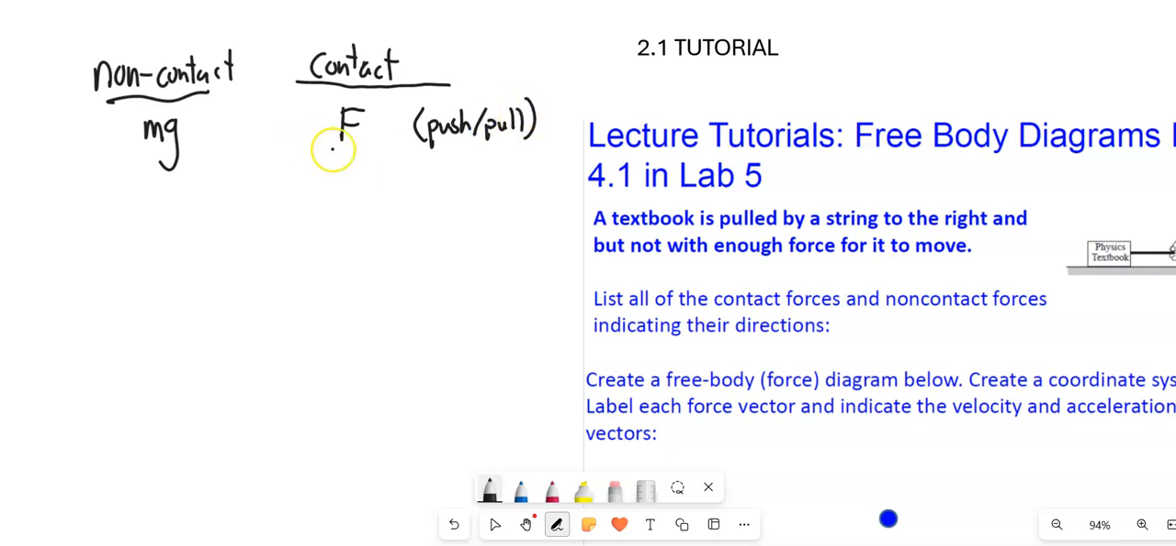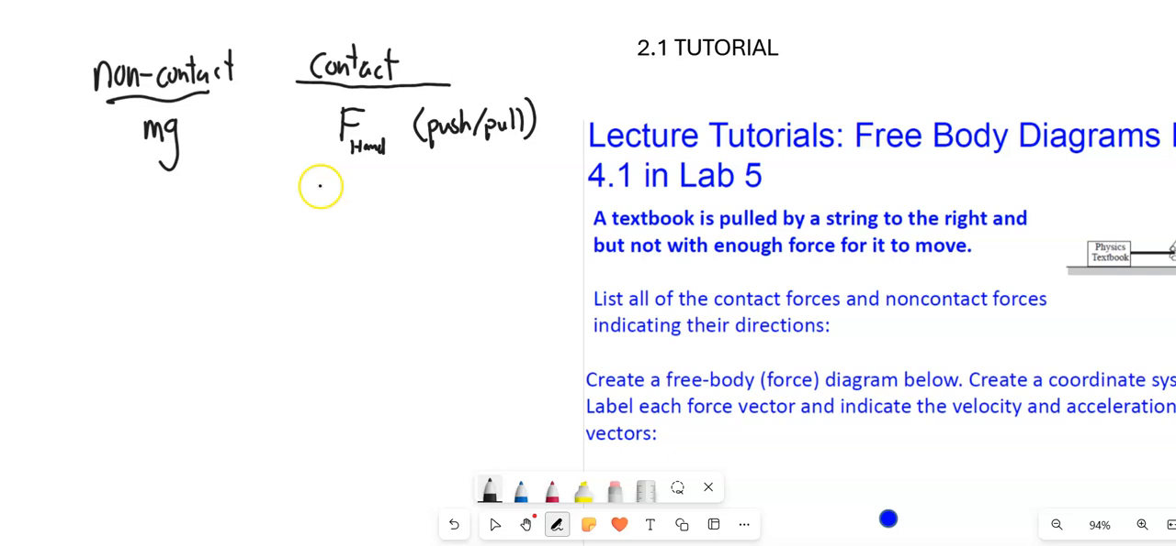So if there was a hand touching the object, I would subscript this force with hand. I would actually write out the word hand as a subscript. Some people like you to write just the sub h, but go ahead and write out the object.